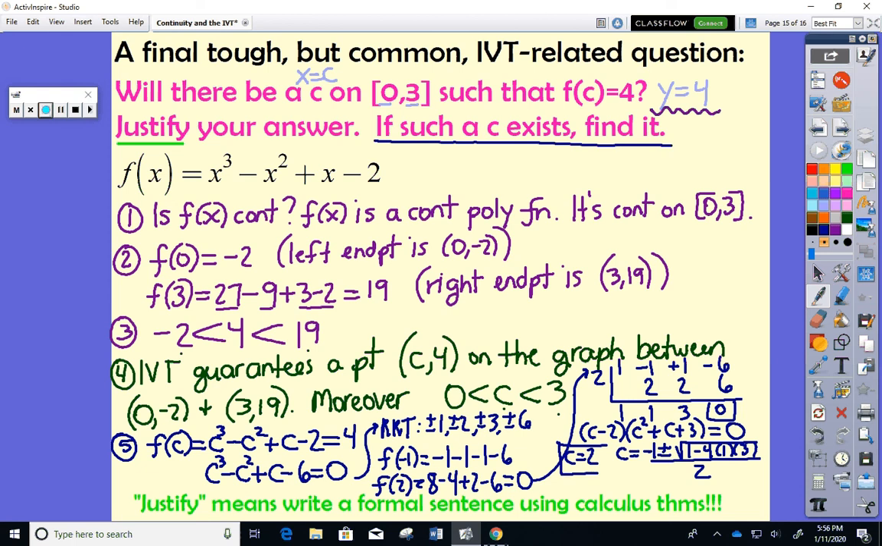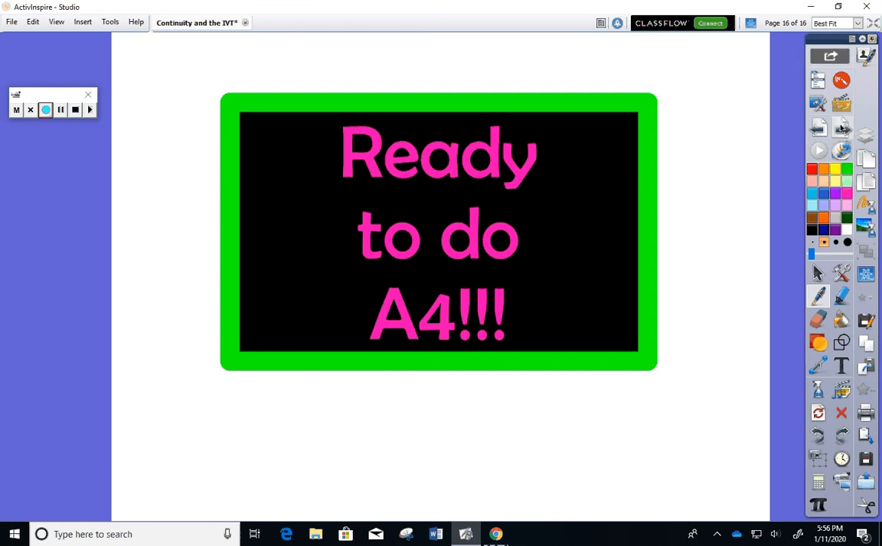And notice that 2 does fall between 0 and 3. So that was the c value that I was looking for. And I didn't think I was going to have room to finish the problem without going to a new slide, but miracles never cease in this class.